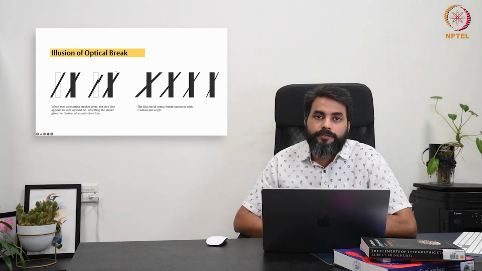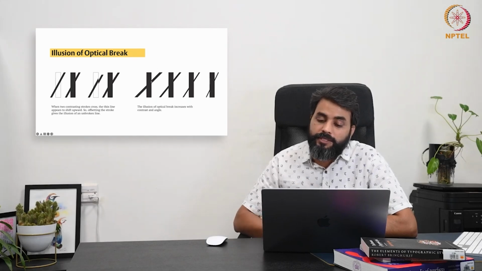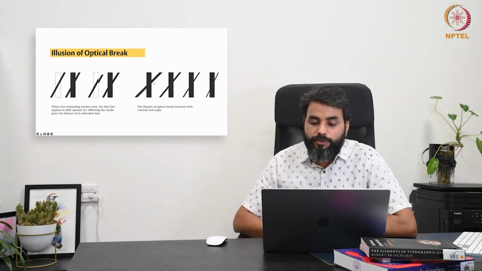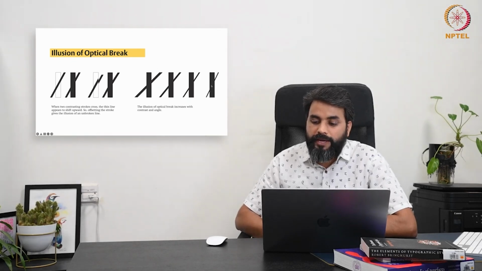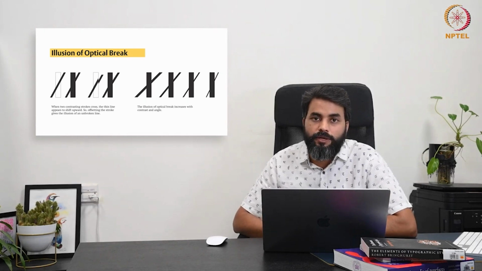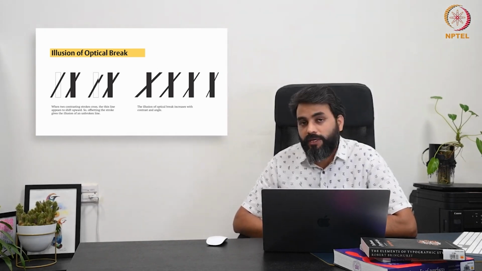So the illusion of optical break increases with the contrast and angle as well. On the right side example, once the contrast is changing, this line is becoming thinner and thinner, and the angle is also changing, and suddenly in the last example, you feel like both lines are moving in different directions. So this is what as a designer you should take care of, or you should understand how to construct the letter form.